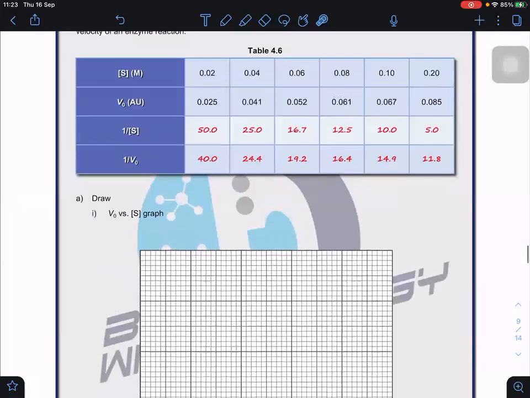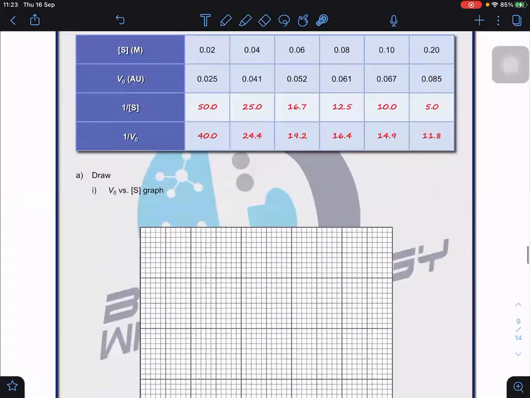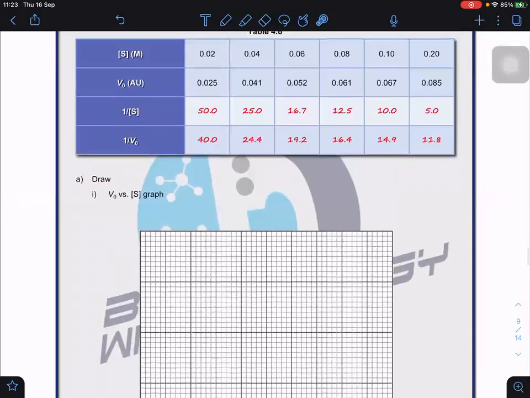So what you can do later is plot the graph and you will realize that we won't get the Vmax. Can you see that? Continue to increase, you won't get the Vmax yet. Are you clear?